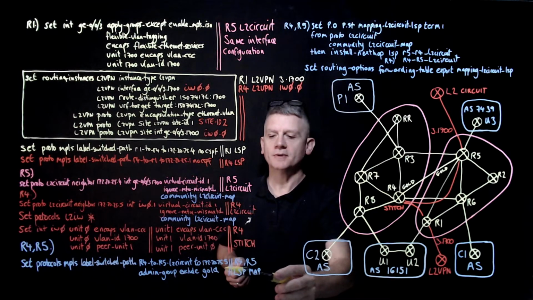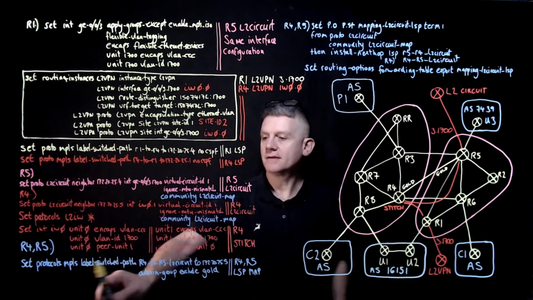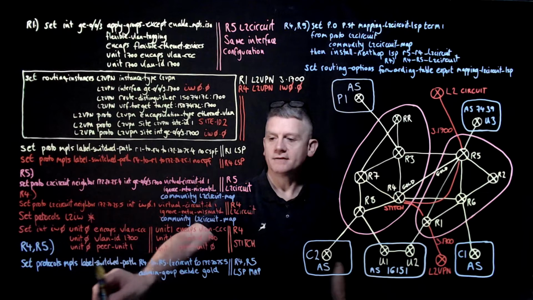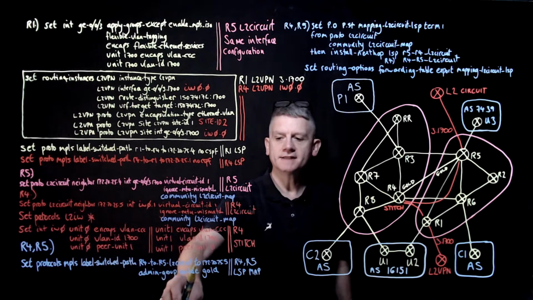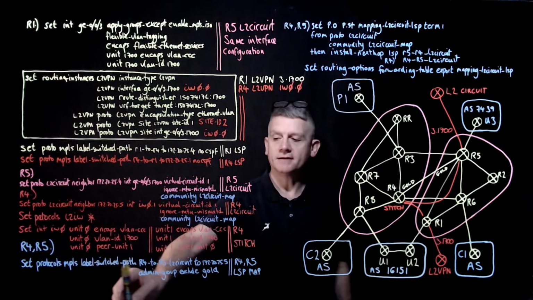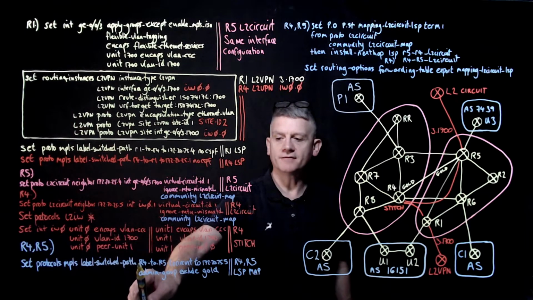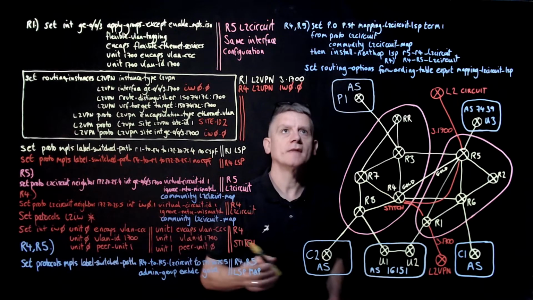And then we're going to create a new LSP specifically for the steered traffic. Now this LSP is going to have an admin group to exclude gold. And it's a standard label switch path. It's running from R4 to R5 and of course from R5 to R4.